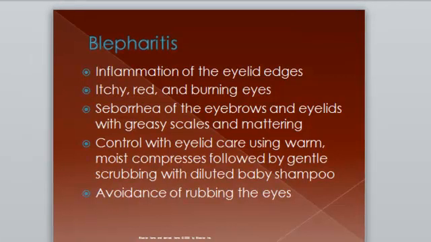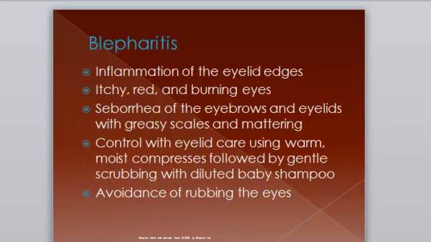Today we're going to be talking about blepharitis, which is inflammation of the eyelid edges, and it occurs most often in the older adult and those with dry eye syndrome. Reduced tear production will often lead to bacterial infection of the eye because tears inhibit bacterial growth. So we'll have itchy, red, and burning eyes, seborrhea of the eyebrows and eyelids with greasy scales and matting of the eyelids themselves.